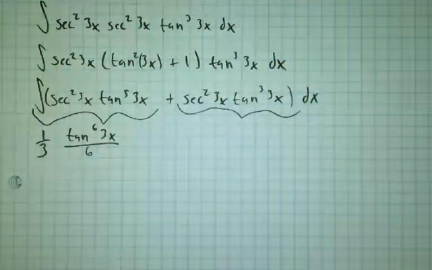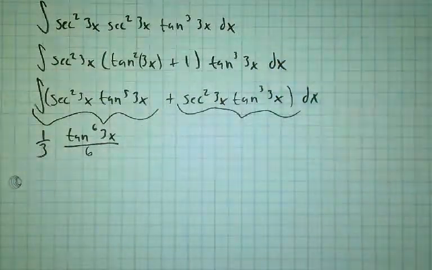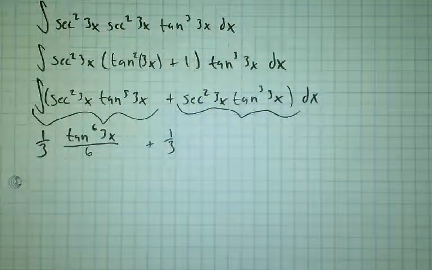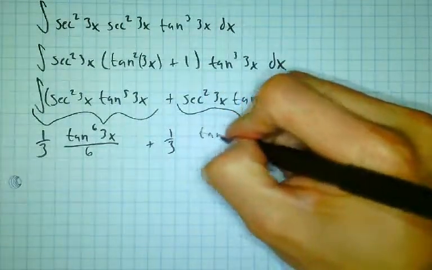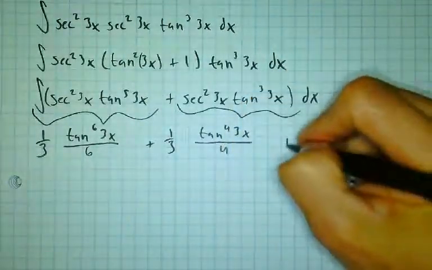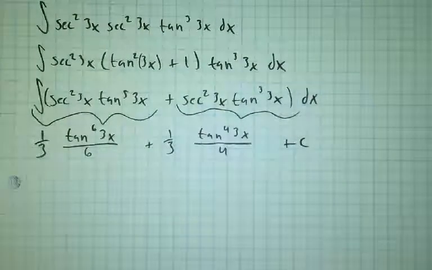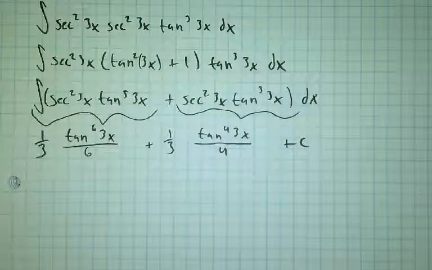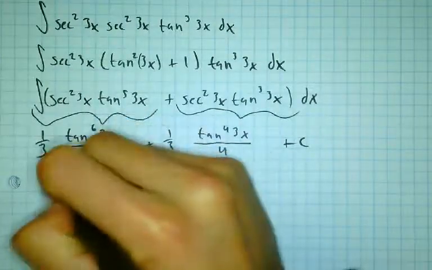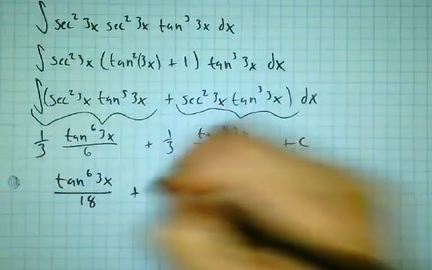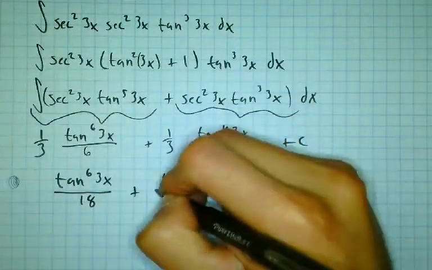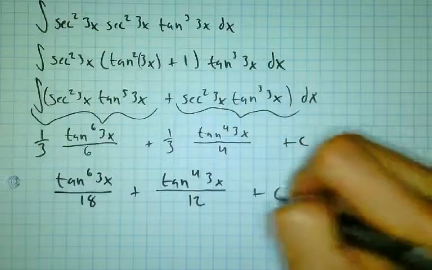Same idea here, right? You've got the exact same thing going on here, except we need a 1/3, right? And this time it's u to the 3rd, so it would be tangent to the 4th 3x over 4 plus c. So final answer, if I clean this up, would be what? Tangent to the 6th power 3x over 18 plus tangent to the 4th power 3x over 12 plus c.